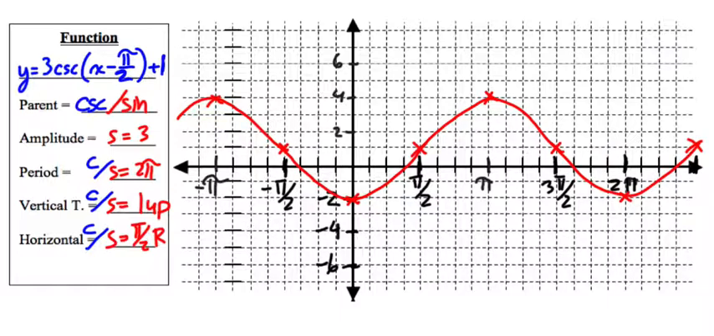Now, recall that cosecant is the reciprocal of sine. When sine is equal to 0, the cosecant is undefined. Therefore, our previous x-intercept points, which have now all been translated up, are going to become vertical asymptotes on the cosecant graph. We draw those in.